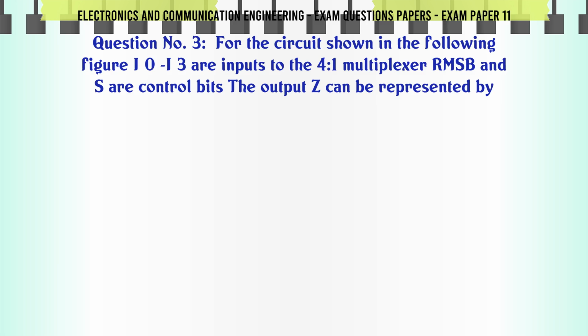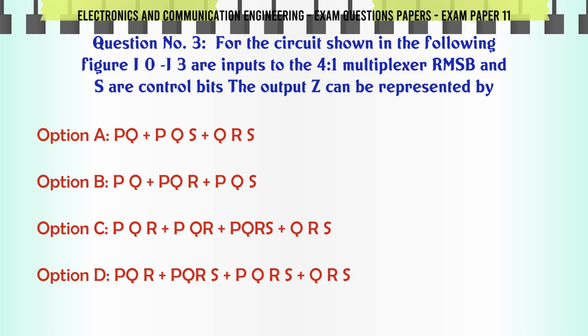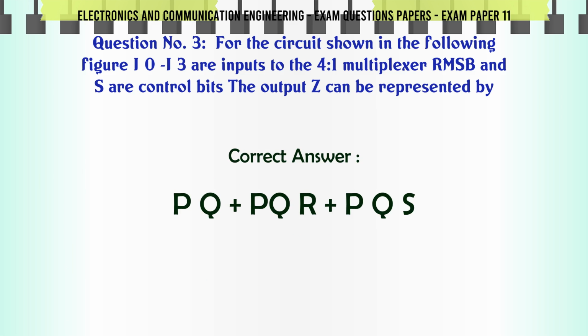For the circuit shown in the following figure, I0 to I3 are inputs to the 4-1 multiplexer. R, S and MSB are control bits. The output Z can be represented by A PQ PQ SQ RS, B PQ PQ R PQ S, C PQ R PQ R PQ R SQ RS, D PQ R PQ R SPQ R SQ RS. The correct answer is PQ PQ R PQ S.